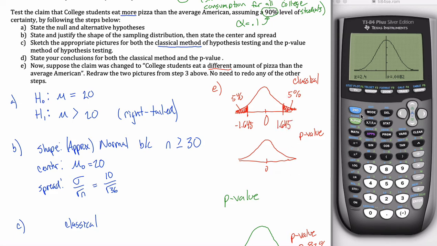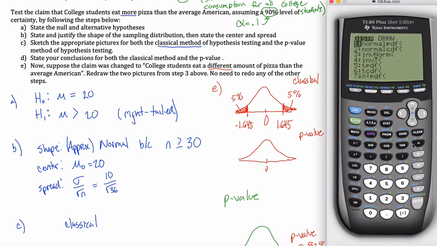Where did those come from? Well, if you hit second and then variables to get into that distribution menu, and then go down to inverse norm. And if you pick whichever one you want to do, if you want to find this one, you'd say the area left of this is 0.95. And then the center and the spread are 0 and 1. And you hit enter, and it spits out that 1.645. So there's my rejection region. Those are my critical values.